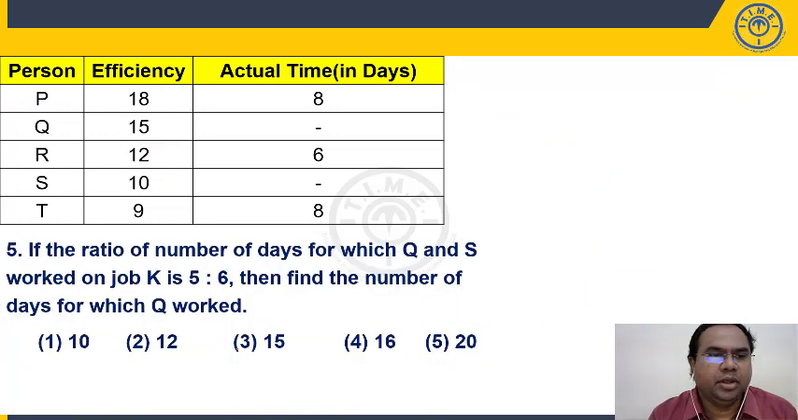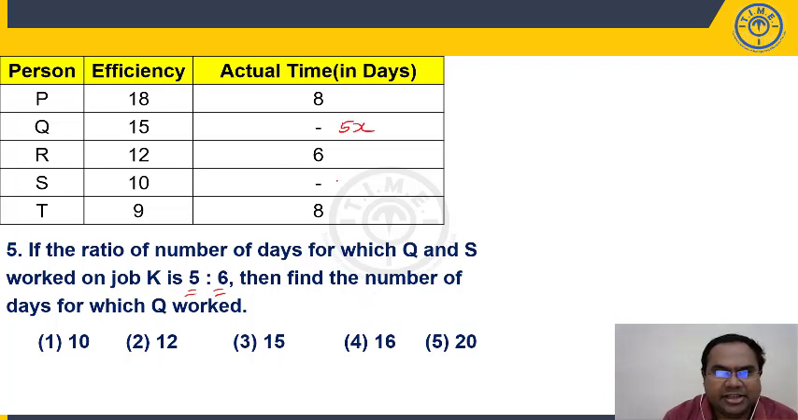Question number 5. If the ratio of the number of days for which Q and S worked on the job is 5:6, find the number of days for which Q worked. So let's say this is 5x and this is 6x. Now 18 into 8 is 144 units. 15 into 5, 75x. 12 into 6, 72. 10 into 6, 60x. 9 into 8, 72.